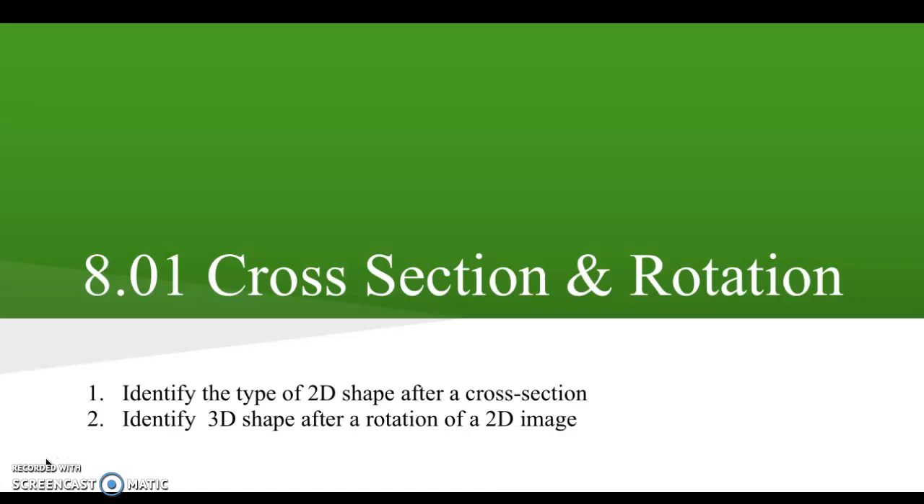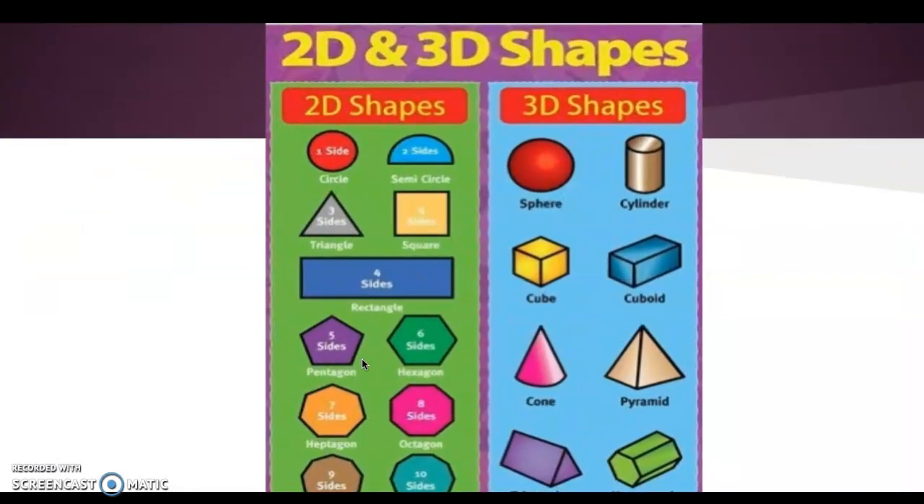For today's objectives, we have two things that we should be able to do at the end of this video. The first one is identify the type of two-dimensional shape after a cross-section, and identify the three-dimensional shape after we rotate a two-dimensional image. Now, just in case you are wondering, what are two-dimensional and three-dimensional?